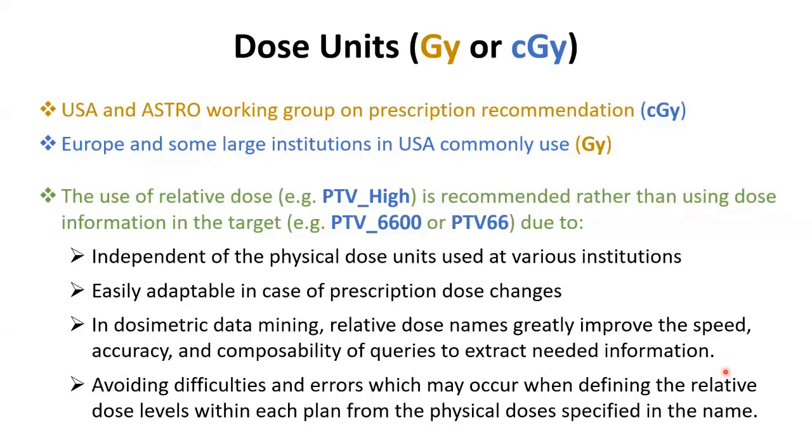Maybe because your database is small, it's not yet clear for you, but once your database is huge and there's a lot of things inside it, it really takes time for you to grab the information if there is a numerical value related to that. It avoids difficulties and errors which may occur when defining the relative dose levels within each plan for the physical doses specified in the name.